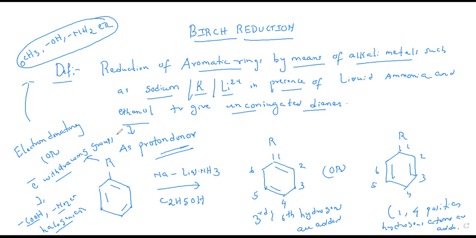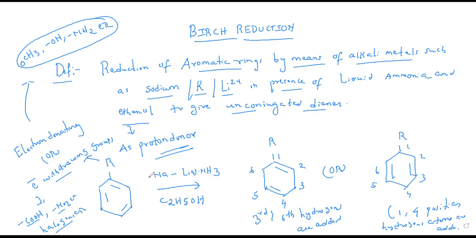Okay, so Birch reduction is nothing but reduction of aromatic rings. Reduction is nothing but addition of hydrogens, or you can say removal of oxygen atoms. Reduction of aromatic rings you carry out in the presence of alkali metals like sodium, potassium, lithium, dissolved in liquid ammonia, and ethanol. Ethanol acts as a proton donor. The final product will be an unconjugated diene.